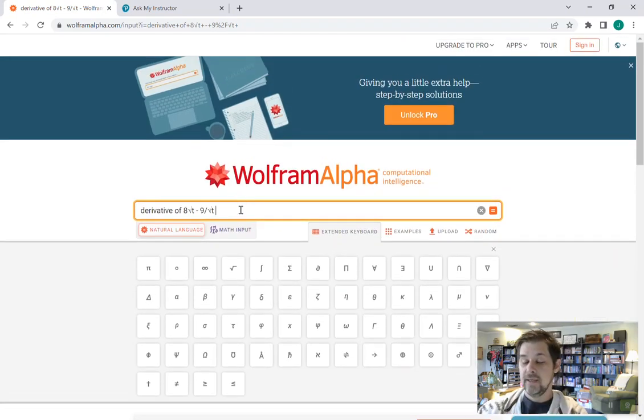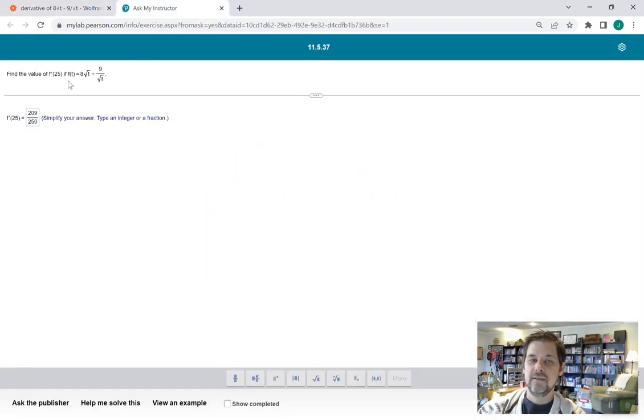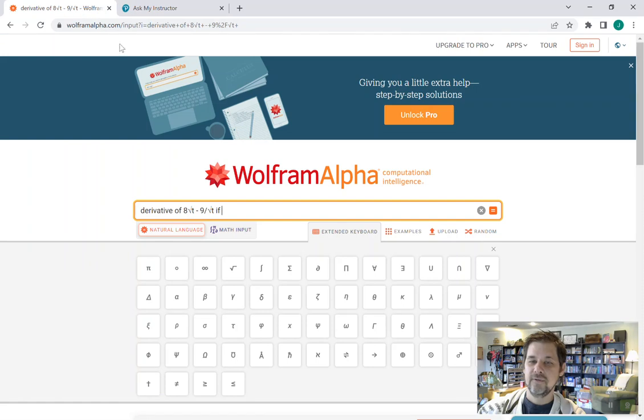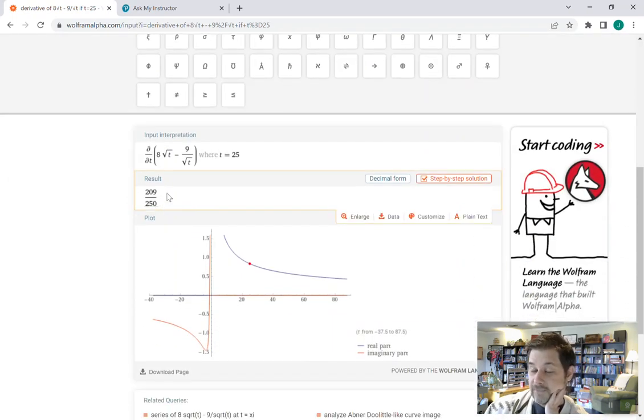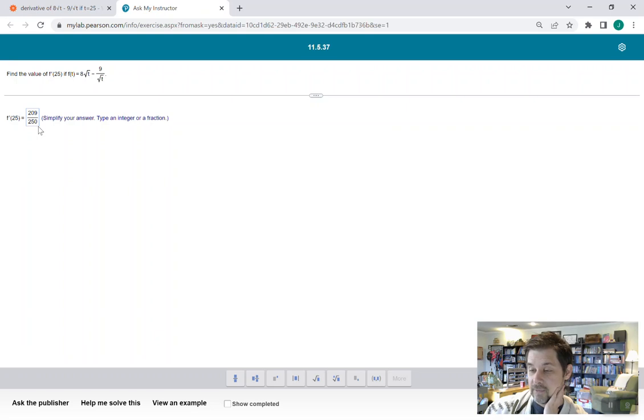And then I could even say, what did that question say? t is equal to 25. So to evaluate the derivative when the variable, t in this case, is 25, I could type that in, and it would tell me it's 209 over 250. Okay, and that's the answer that I put in.